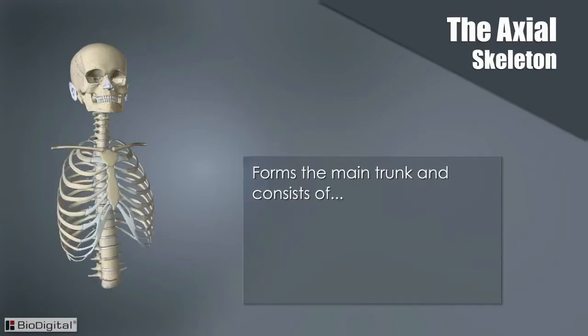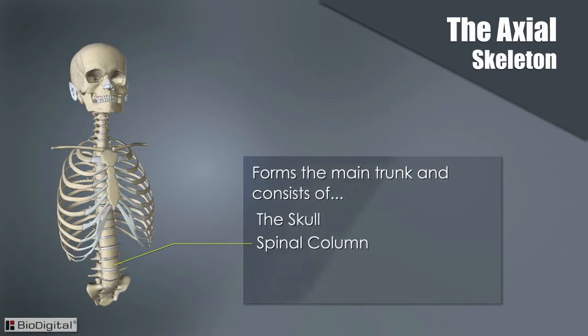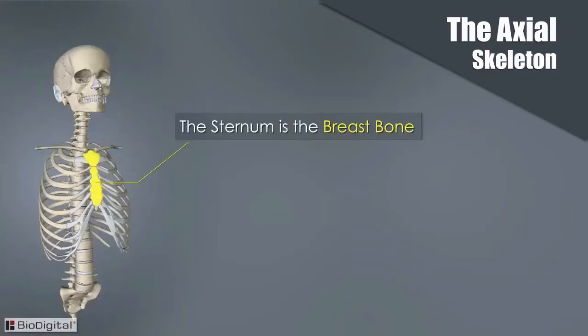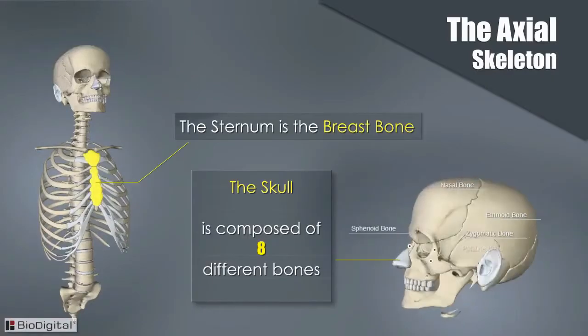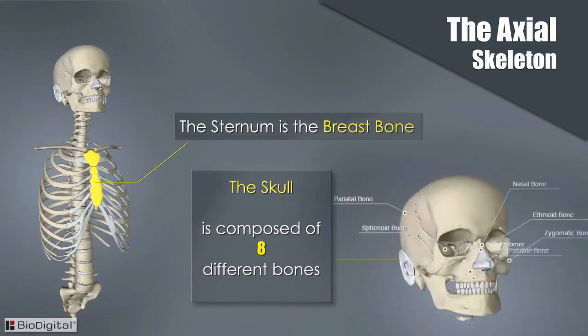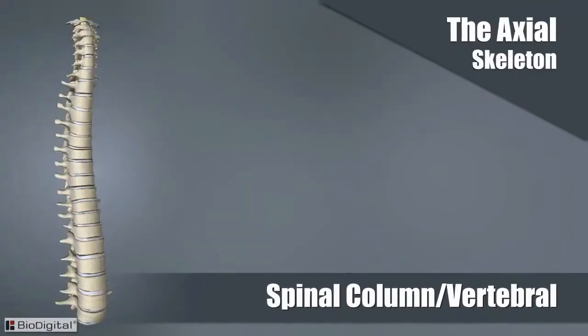This forms the main trunk of the body and consists of the skull, spinal column, ribs, and sternum. The sternum is the breastbone, and the skull is composed of 8 different bones. The spinal column is also known as the vertebral column.